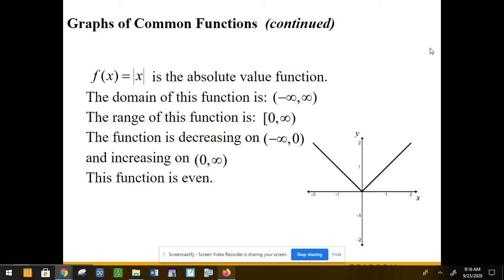Absolute value function, right? Domain is all real numbers. The range starts at 0 and goes up forever. The function is decreasing for the first half up to 0, and it's increasing from 0 all the way out to the right forever. And it would be considered an even function.